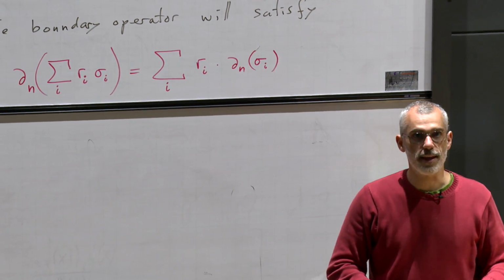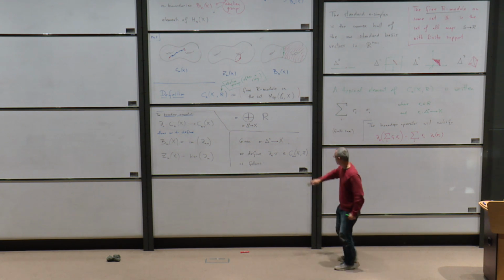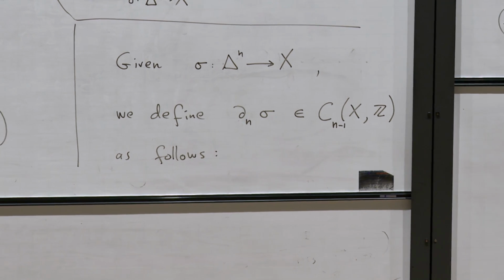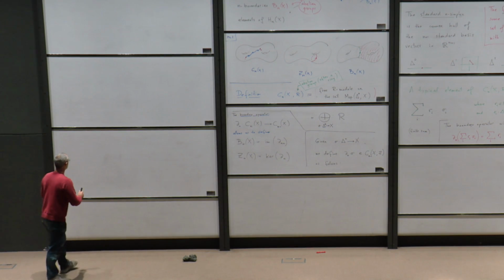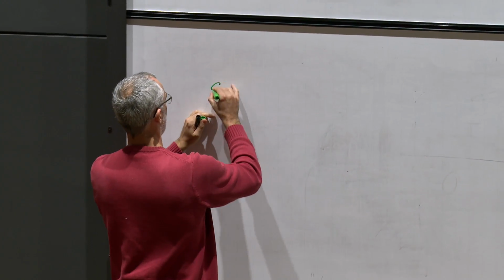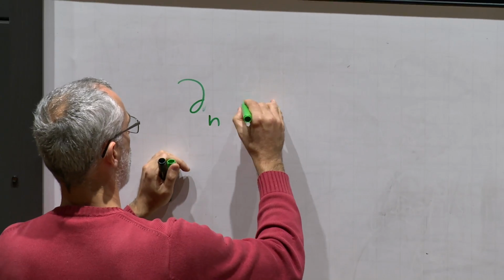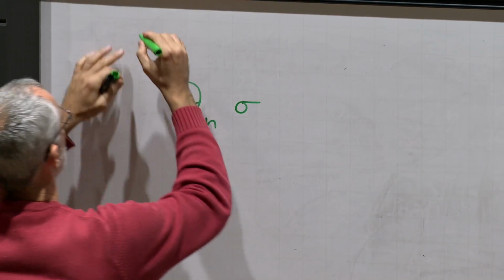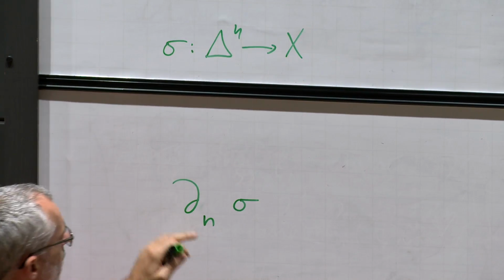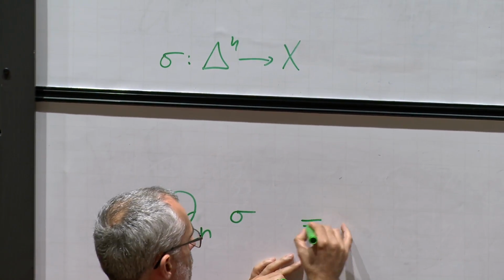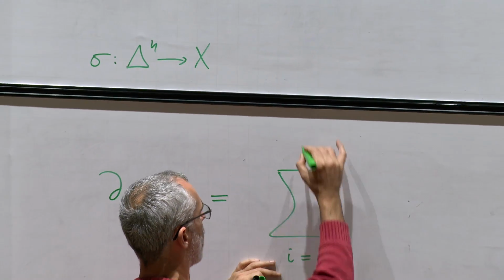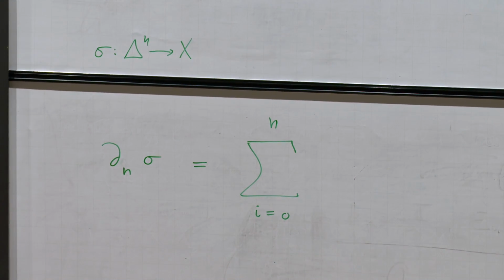But let's actually define things, because I'm sort of circling around the pot without telling you what this is. The boundary of sigma, so sigma is a map from delta n to X. The boundary of sigma is a sum of n plus 1 terms, indexed from 0 to n.